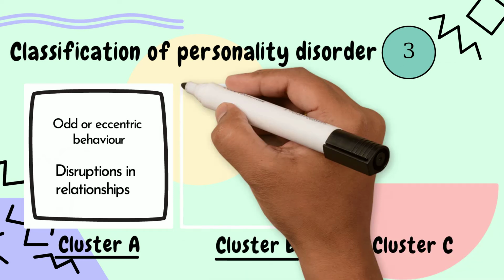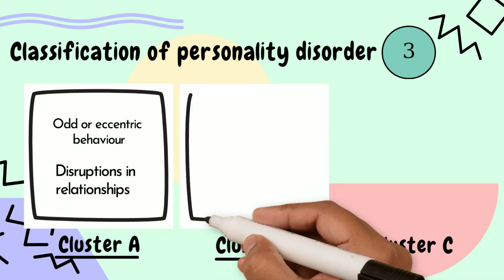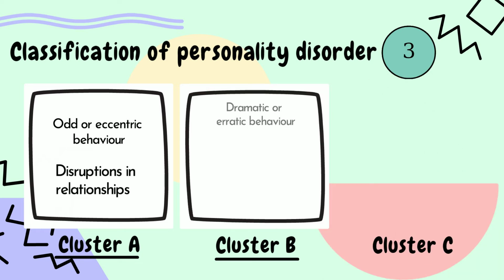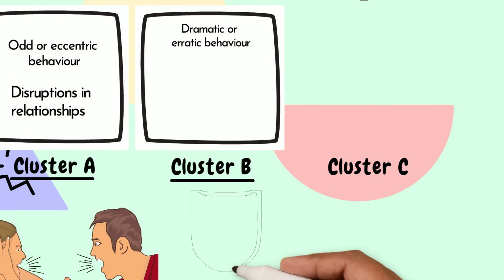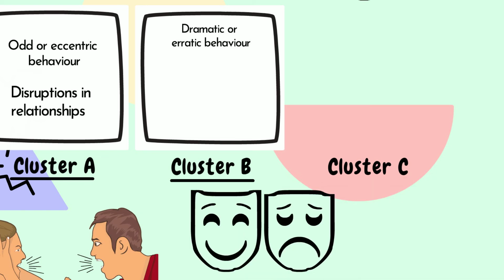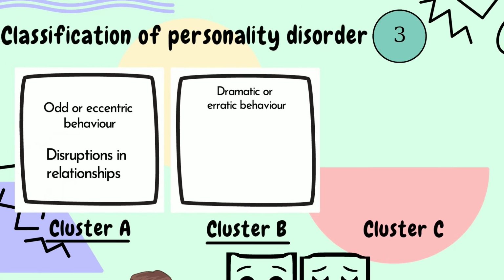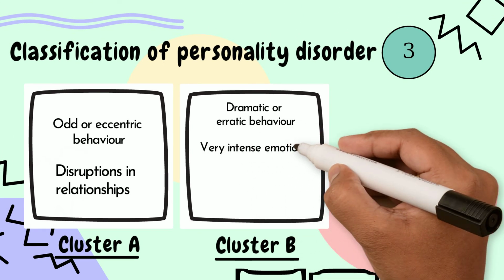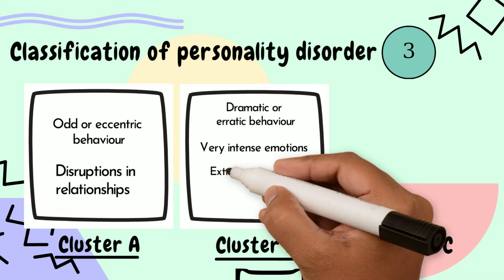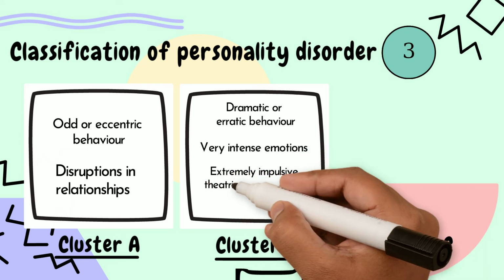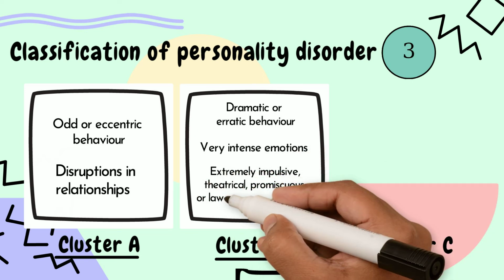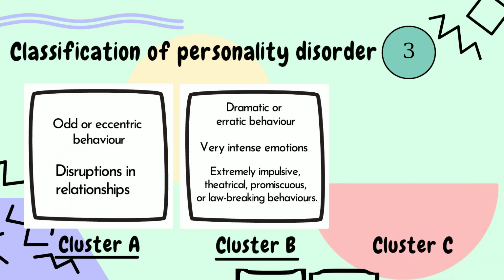Cluster B personality disorders. The Cluster B personality disorders are characterized by dramatic or erratic behavior. People who have a personality disorder from this cluster tend to either experience very intense emotions or engage in extremely impulsive, theatrical, promiscuous, or law-breaking behaviors.